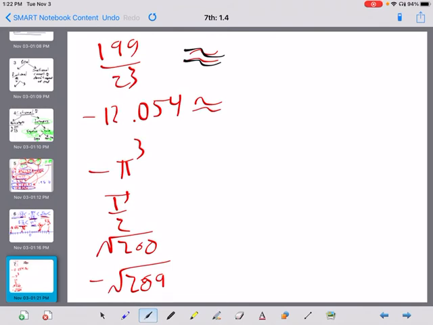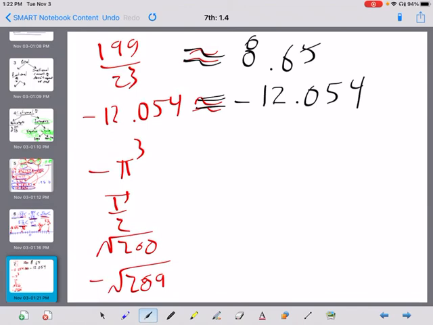199 divided by 23 is going to give you about 8.65. Negative 12.054, that's exactly exact. Then negative pi cubed. Remember that exponents come before multiplication. This is an exponent. This is technically saying it's negative times it. So you're not taking negative pi and then cubing it. You're taking pi cubed. So pi, where am I finding that on here?